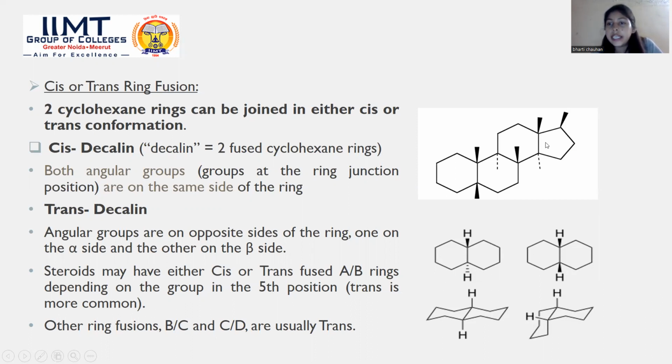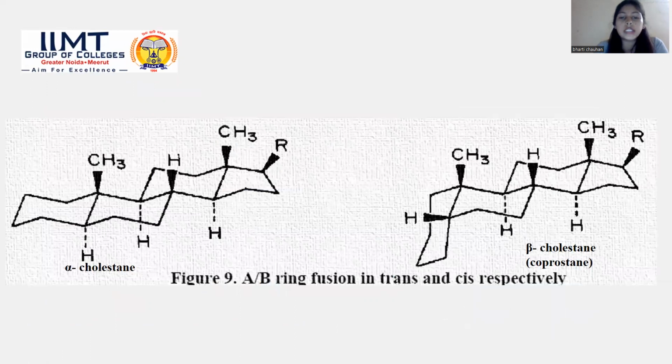Next, the C and D rings are also in trans configuration. You can see one is above the plane and the second is below the plane. Next, a steroid may have either cis or trans fused AB rings depending on the group at the fifth position. The other ring fusions, BC and CD, are usually trans. Next, you can see this picture and I will discuss this more easily.